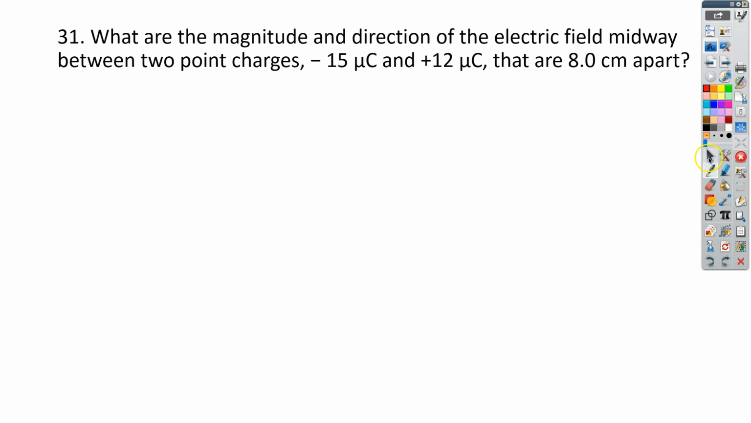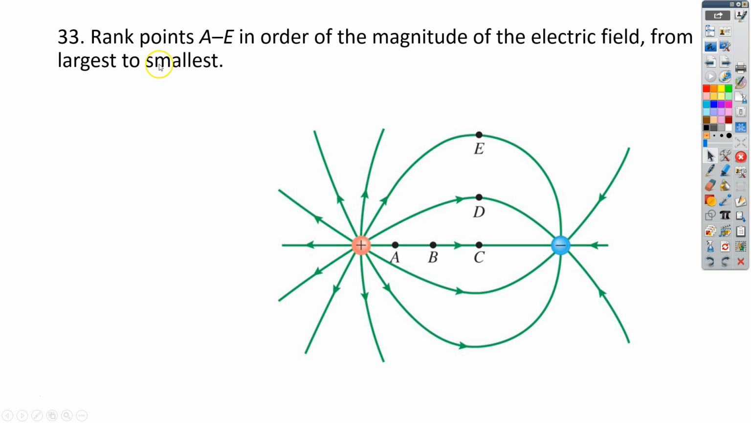For the next one, which is number 33, this one's a little bit easier. It says rank points A through E in order of magnitude of the electric field from largest to smallest. So the electric field is the largest closest to the charge. So A is closest to the charge, so it's first. The next closest would be B.